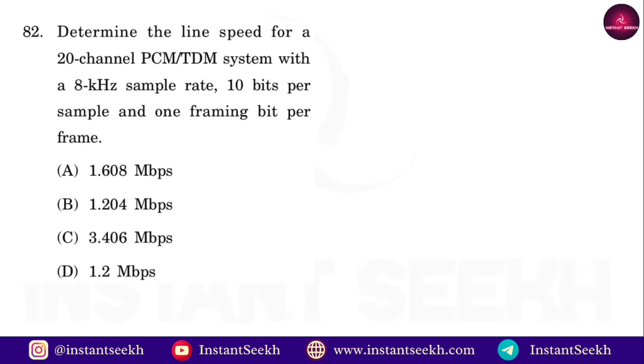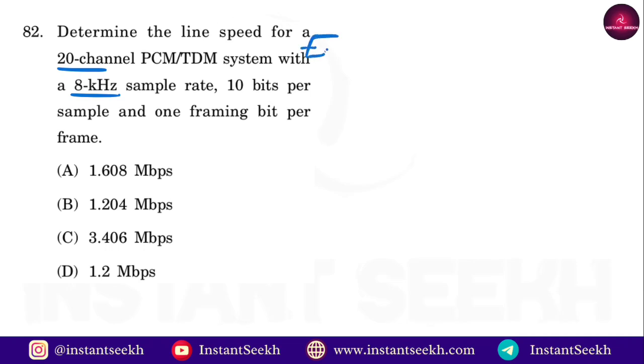Determine, okay, now we have a PCM TDM system question. Okay, determine the line speed for a 20 channel PCM TDM system with 8 kHz sample rate, 10 bits per sample and 1 framing bit per frame. Okay, so since we have been given this, how many channels? We have 20 channels. And what is the sampling rate? It is 8 kilohertz. Okay, so first of all we will write what each channel is communicating.